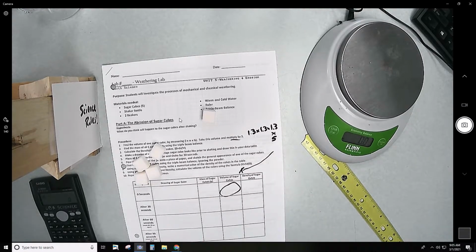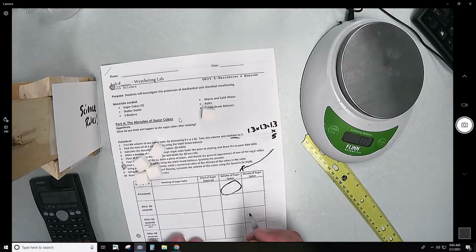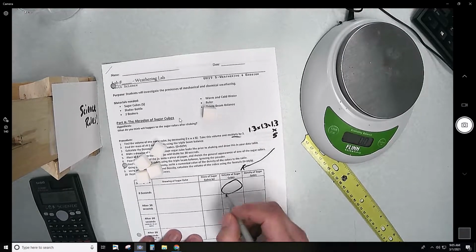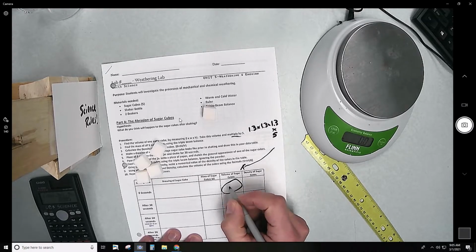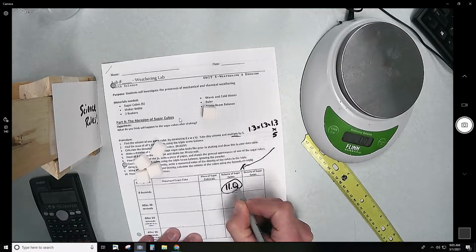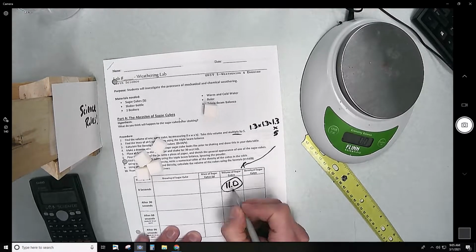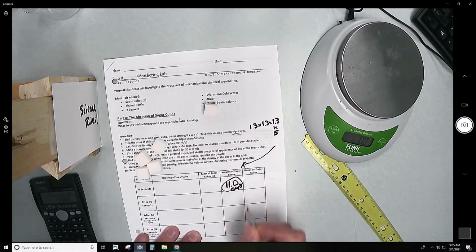Okay, so 1.3 times 1.3 times 1.3 times 5 is 10.985. And I'm just going to round that to the nearest tenth, which would actually give us 11.0. Okay, and that's centimeters cubed. Make sure you label your numbers in there.